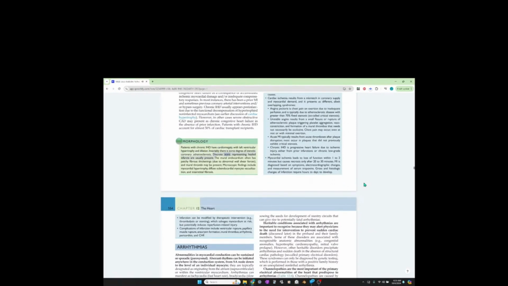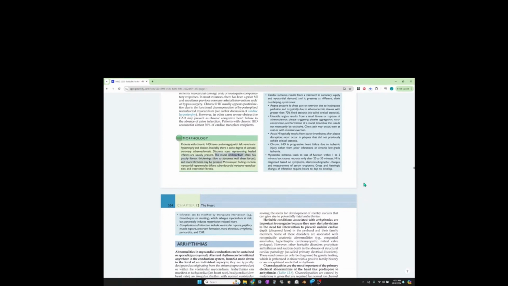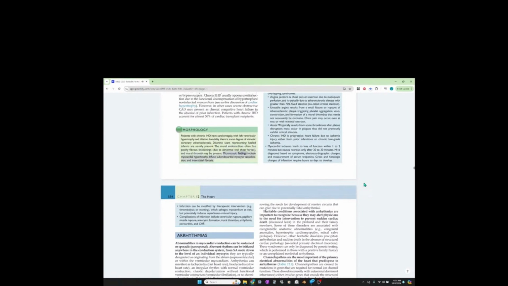Discrete scars representing healed infarcts are usually present. The mural endocardium often has patchy fibrous thickenings, and mural thrombi may be present. Microscopic findings include myocardial hypertrophy, diffuse subendocardial myocyte vacuolization, and interstitial fibrosis.